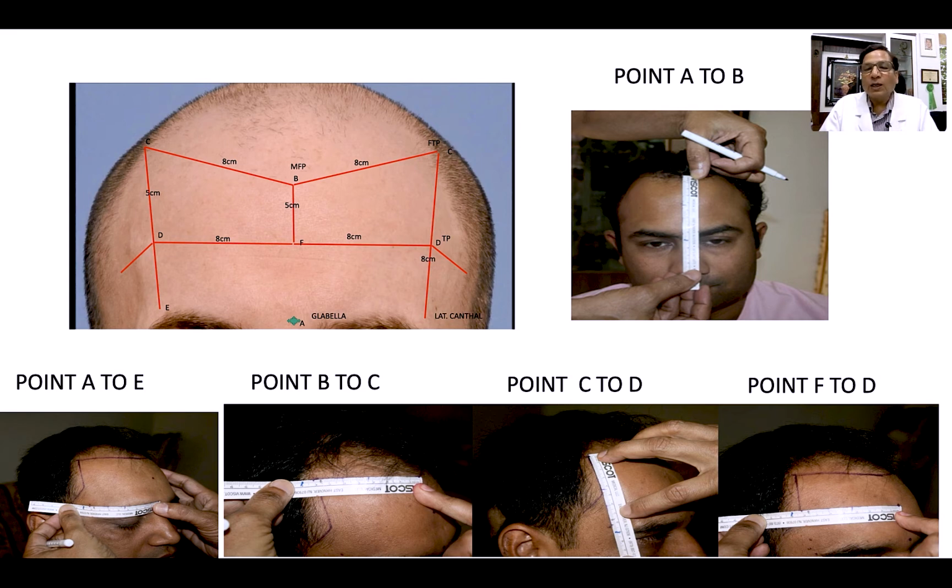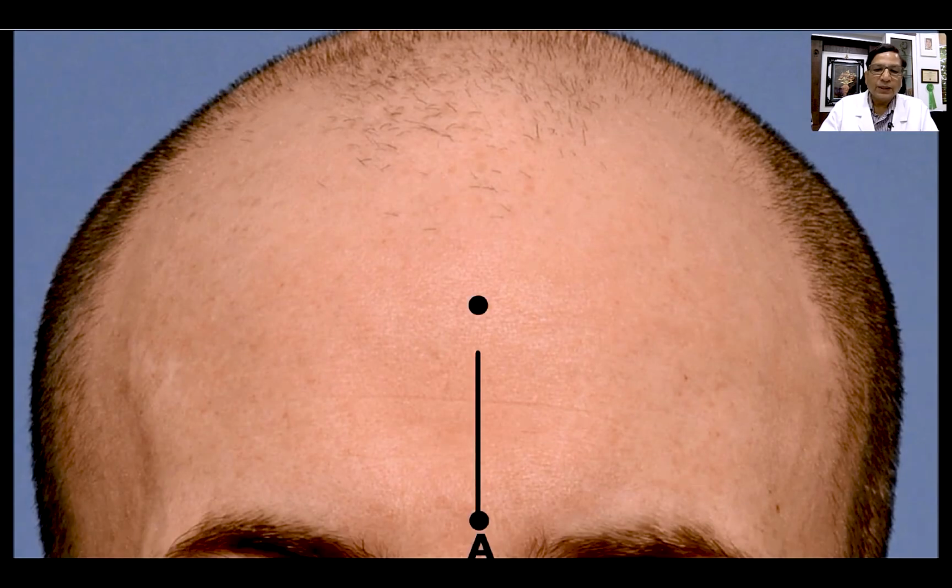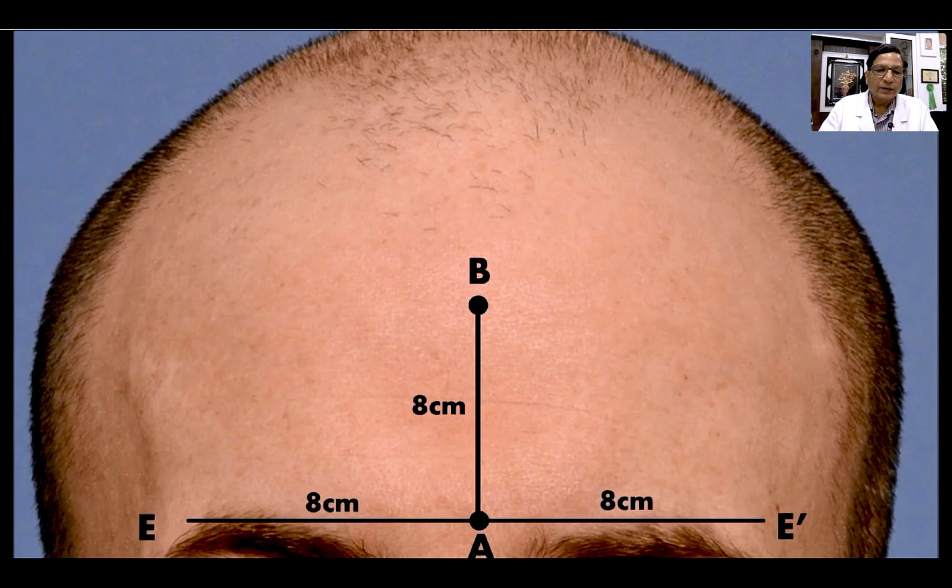Even I took almost a year to understand how these points are nearly fixed at 8 centimeter, but you must use a flexible ruler, and this flexible ruler will help you in taking these points correctly. Glabella, mid-frontal point, then on both sides 8 centimeter to the lateral canthus point.